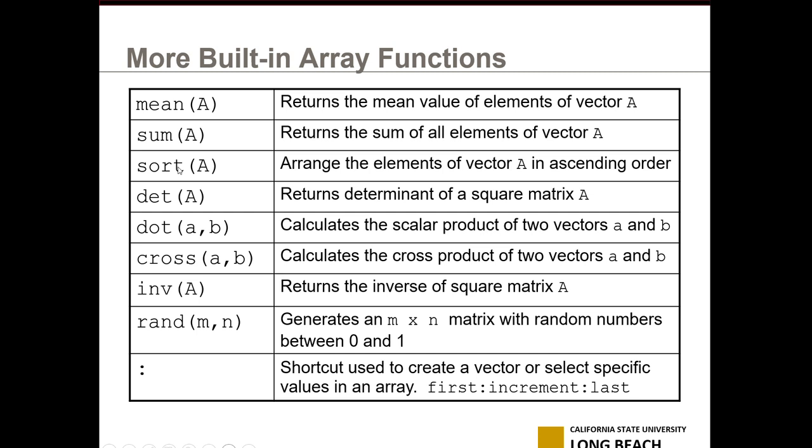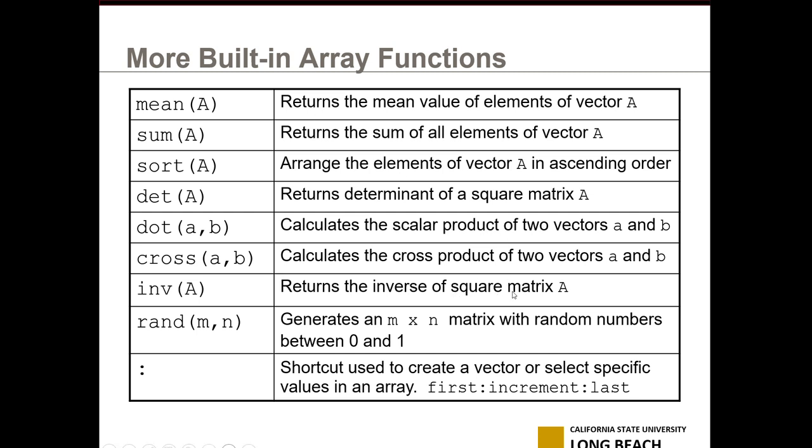The sort function will rearrange the elements. It's going to put them in ascending order from smallest to largest. The determinant function is for a matrix. That matrix must be square. The dot and cross product, if you've gotten into Calc 3 yet, you'll know very well about how to find the dot and cross product. So you need two vectors, vector A, vector B. And it is much easier to use MATLAB for dot and cross product than it is by hand.